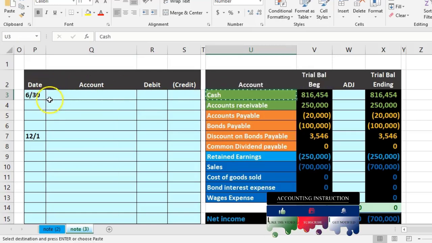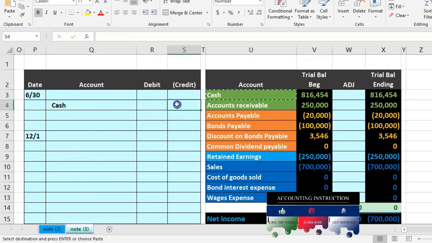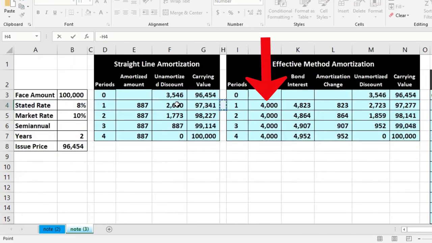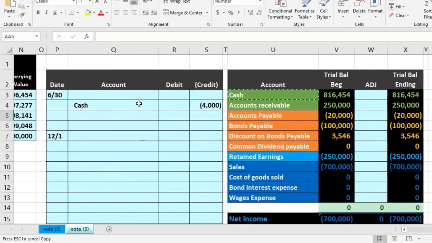I'm going to put it on the bottom in Q4, right click and paste 1, 2, 3. How much are we going to pay? I'm going to put a negative to do the calculation. And we've already done it here, right? We're gonna pay this amount. I'll just pull it from the table. We're gonna pay this amount, which is the 100,000 times the 8% divided by 2. And then that's how much we're gonna pay.